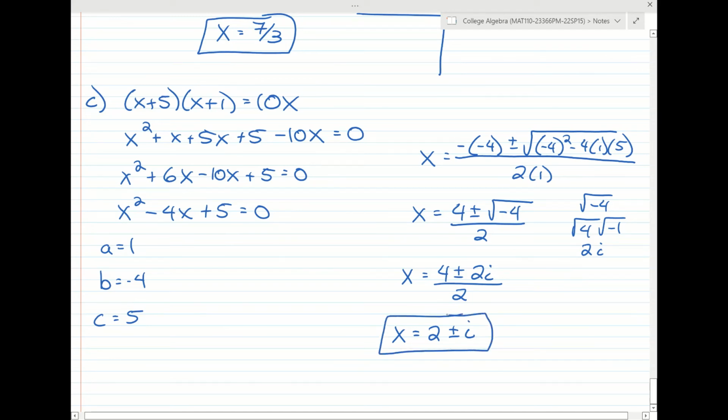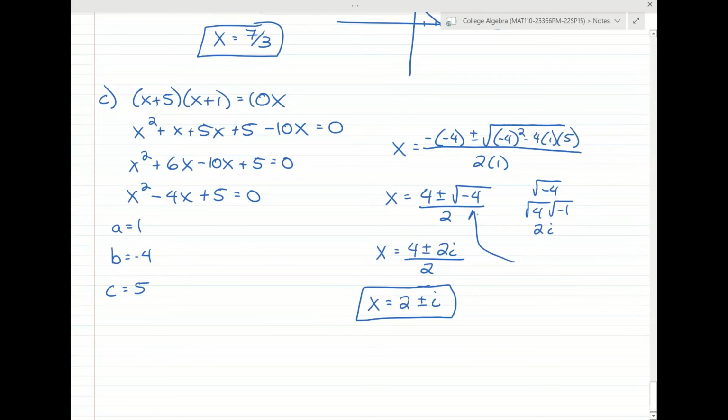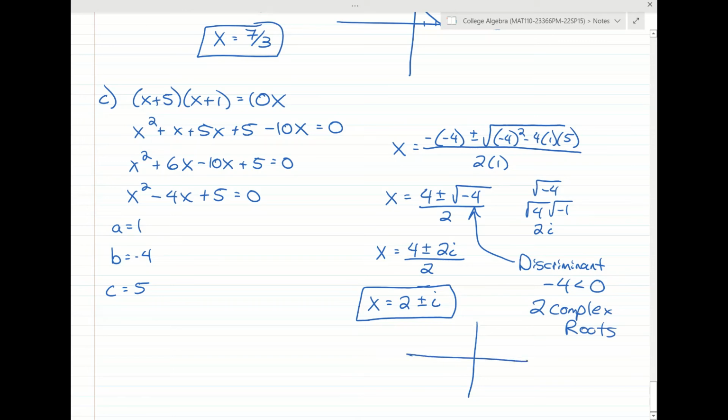These would be our roots. And as you can see, there's 2 complex roots because our discriminant, which is -4, is less than 0. So that's why there's 2 complex roots. And this graph would look something like this. It's never going to touch the x-axis.